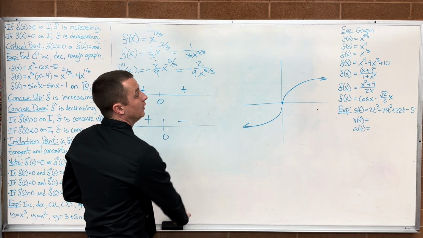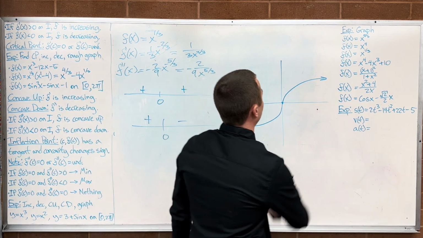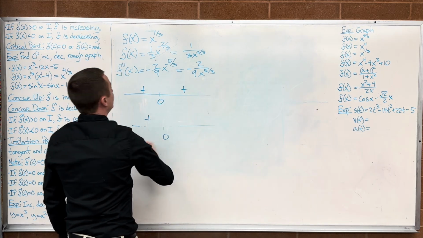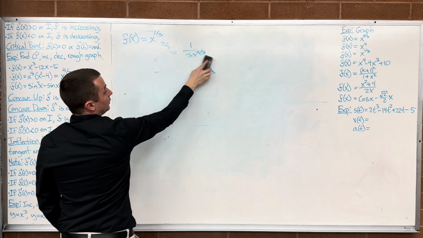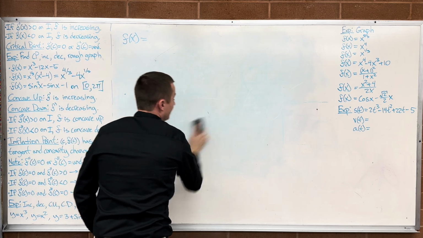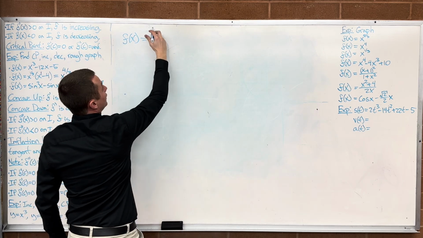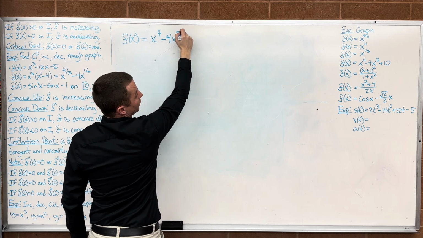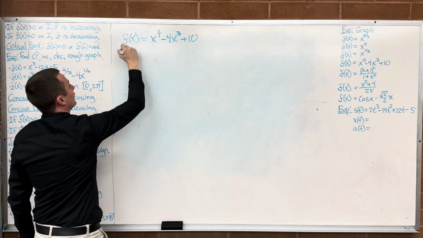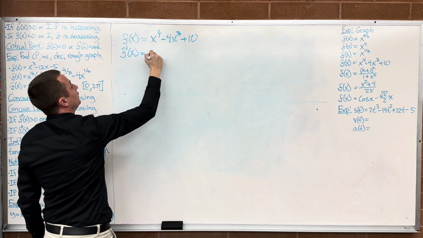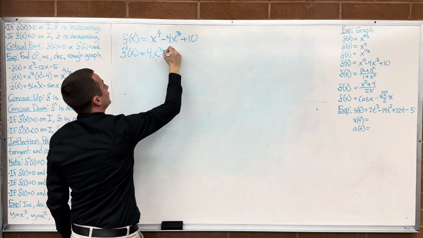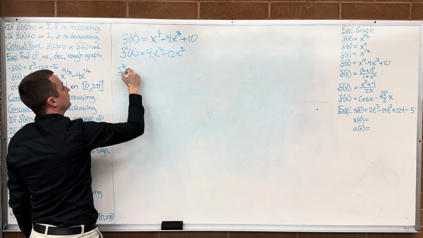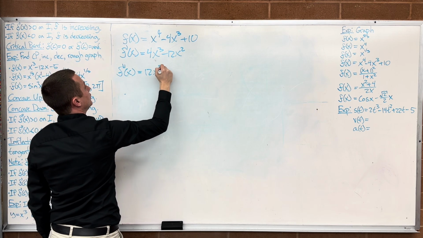Good? Okay. Maybe we should do this next one so that everything isn't just centered at 0. So next one, x to the 4 minus 4x cubed plus 10. What is f prime of x? 4x cubed minus 12x squared. And what is f double prime of x? 12x squared minus 24x.